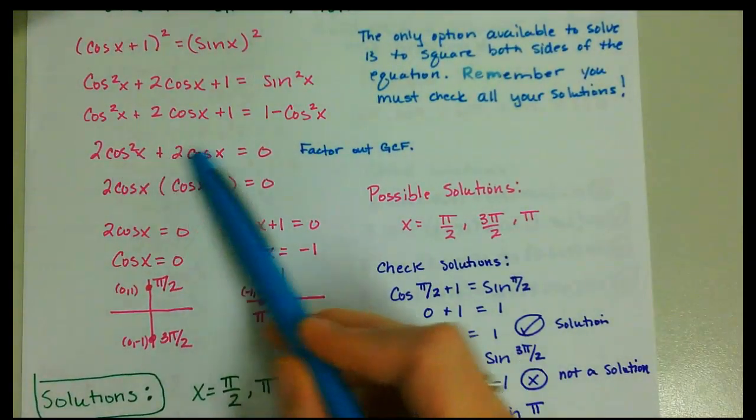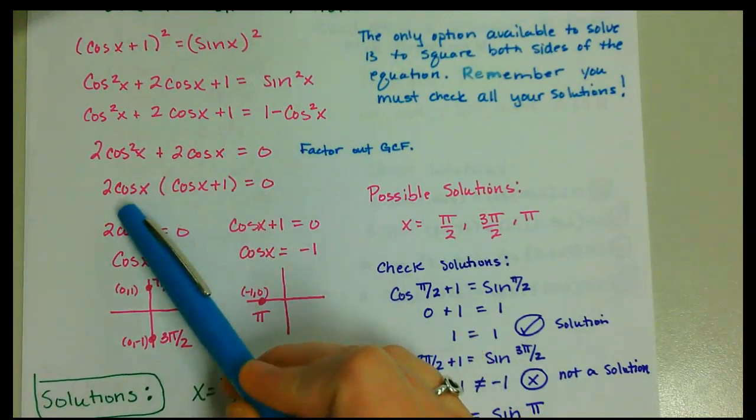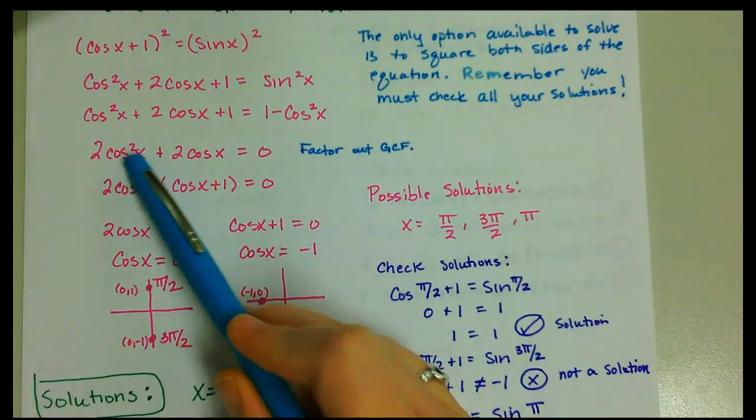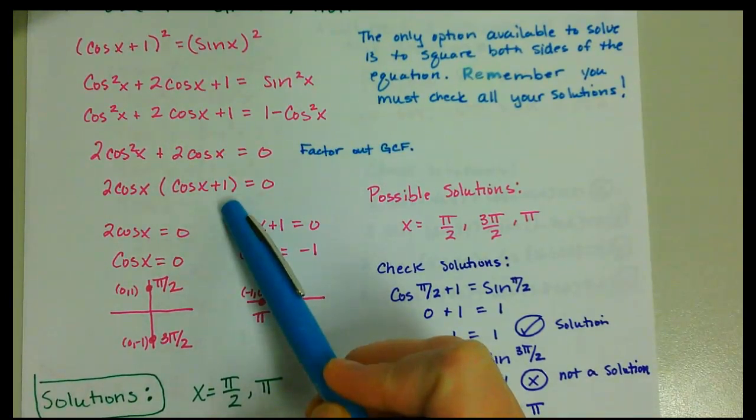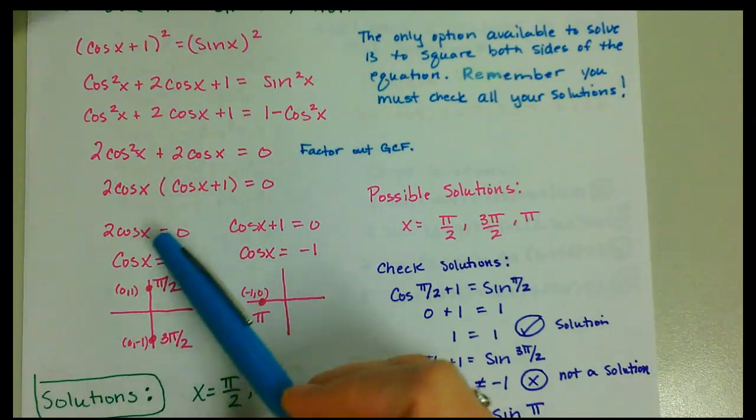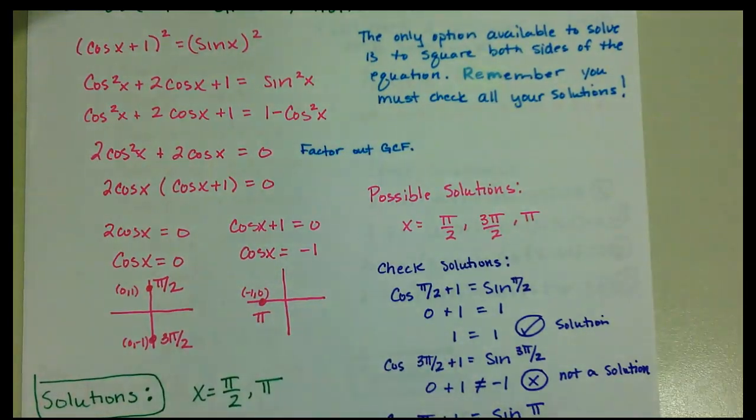Alright, now we're going to factor, take out the GCF. So I pulled out 2 cosine x, leaves me with a cosine x from the first term and a 1 from the second term. Because remember, technically we're just dividing. Not that we're dividing to solve for the trig function, but that we're just dividing to simplify.